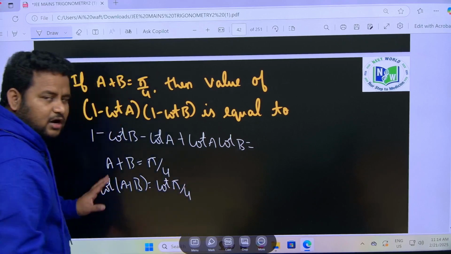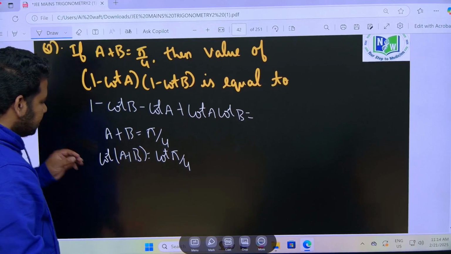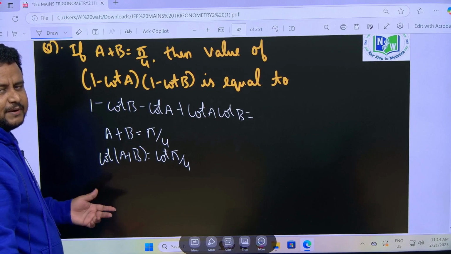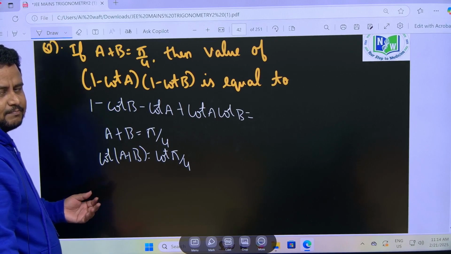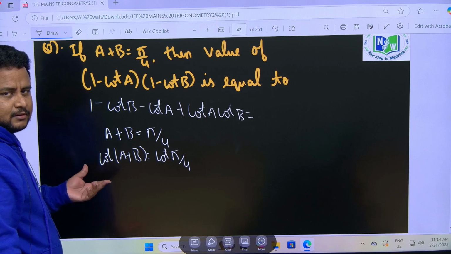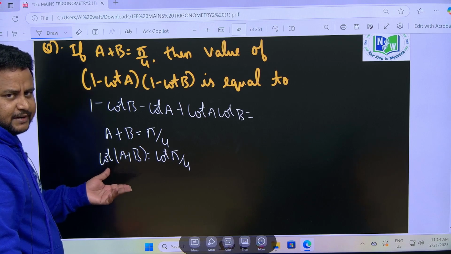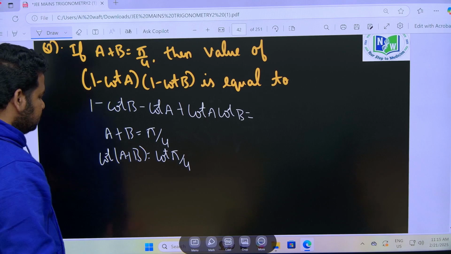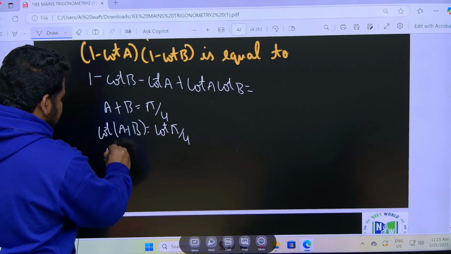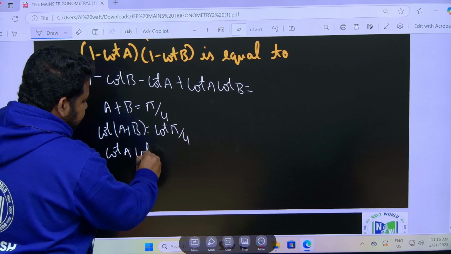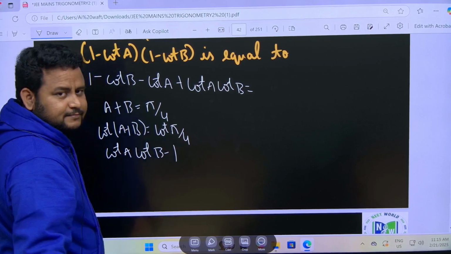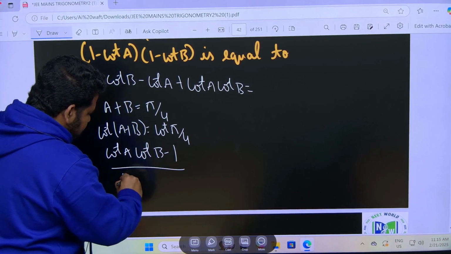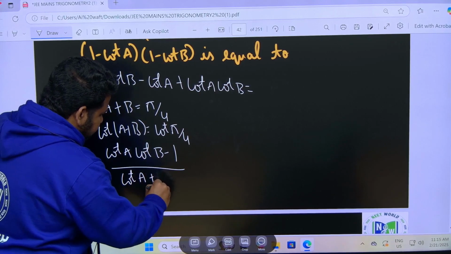Okay, into cot pi by 4. So what will happen? Cot of A plus B is what? Cot A cot B minus 1 by cot B plus cot A, or cot A plus B is cot A cot B minus 1 by cot A plus cot B. So this will be equal to cot A cot B minus 1 by cot A plus cot B.